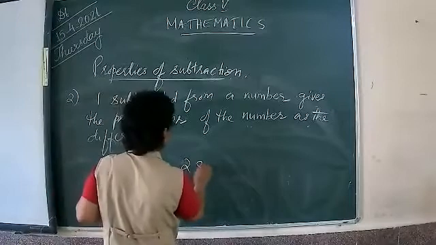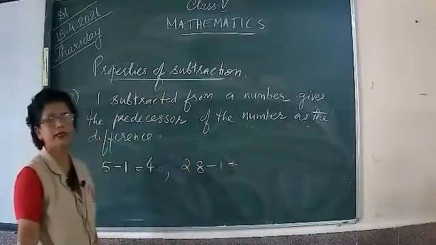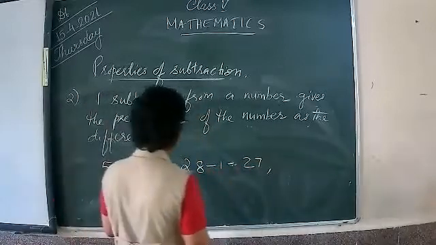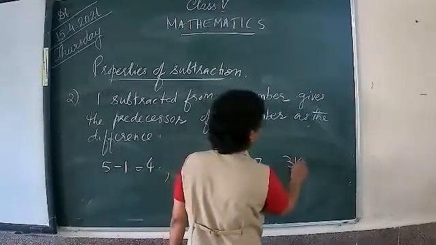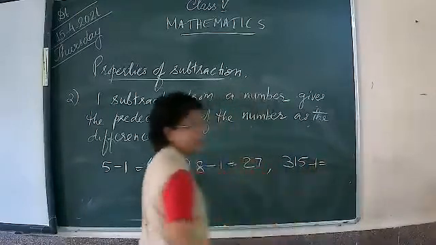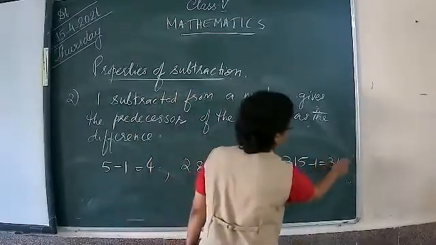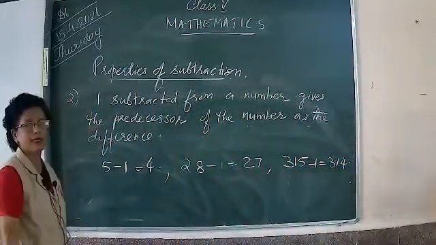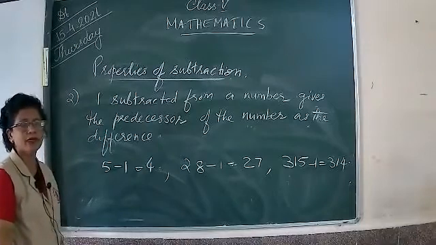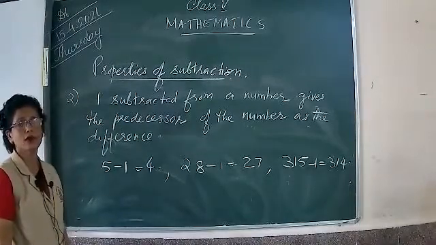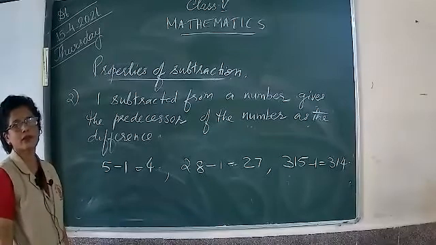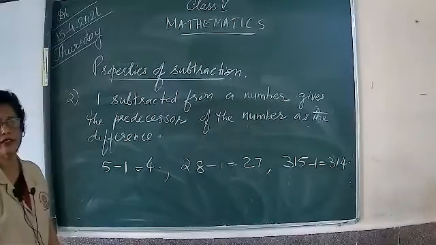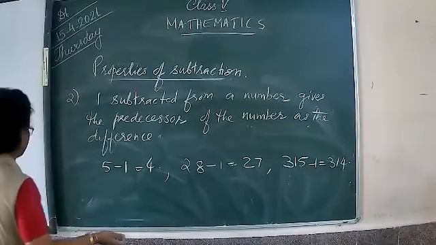Same way, 28 minus 1. What will be the answer? 27. Isn't it, children? If you take a 3-digit number, for example, 315 minus 1. What will be the answer? 314. Okay, that's the second property. If you subtract 1 from a particular number, the difference will be the predecessor of that number. Okay, is it clear to you? Good. So here also fill in the blanks questions we can answer easily if you know this.